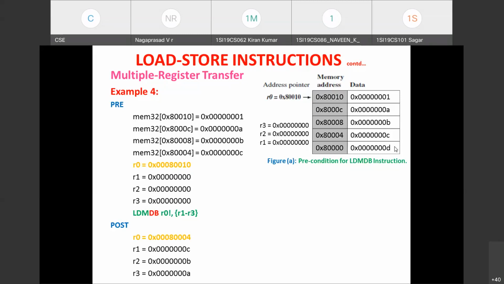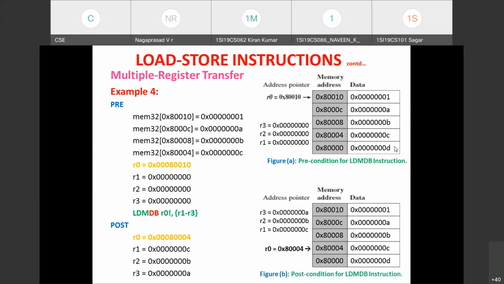In both IA and IB, the address will be incremented, whereas in DA and DB addressing modes, there is a decrement of the address held in the base address register. Just see the memory map after execution of the LDM-DB instruction. The R0 pointer is pointing to 80004, the last location from which data is fetched. This is the lowest address. The data fetched from the lowest address is stored in the lowest register in the register list.